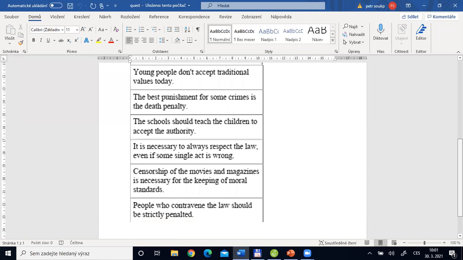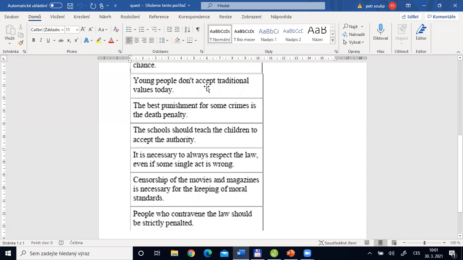6 items. So: young people do not accept traditional values today. The best punishment for some crimes is the death penalty. The schools should teach the children to accept authority. It is necessary to always respect the law, even if some single act is wrong. Censorship of the movies and magazines is necessary for the keeping of moral standards. And the last item: people who contravene the law should be strictly penalized.